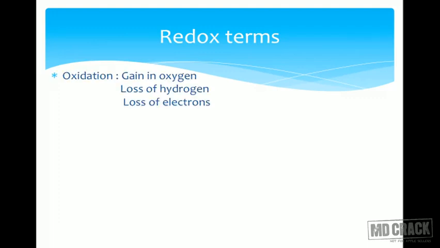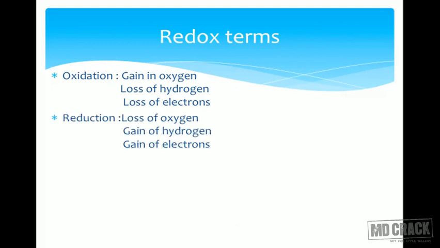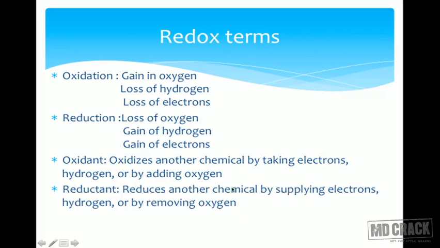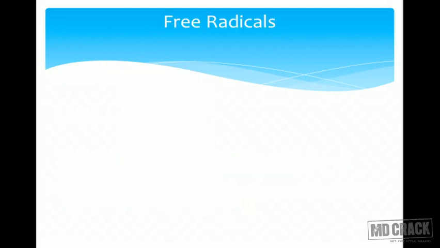Oxidation is gain of oxygen, loss of hydrogen or loss of electrons. Reduction is loss of oxygen, gain of hydrogen, gain of electrons. These terms have to be known to anybody. Now, an oxidant oxidizes another chemical by taking electrons, hydrogen, or by adding oxygen. A reductant reduces another substance by supplying electrons, hydrogen, or by removing oxygen. These are the redox terminologies. Now with this background, let us move to what are free radicals.